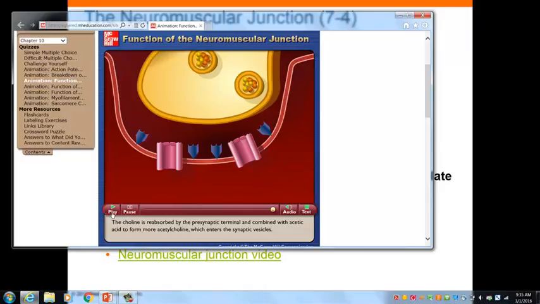The acetylcholinesterase is an enzyme on the motor end plate that breaks down acetylcholine, because that acetylcholine has to be broken down very quickly so that it doesn't continue to stimulate and keep those voltage-gated channels open. So that acetylcholinesterase is very important in breaking down the acetylcholine.